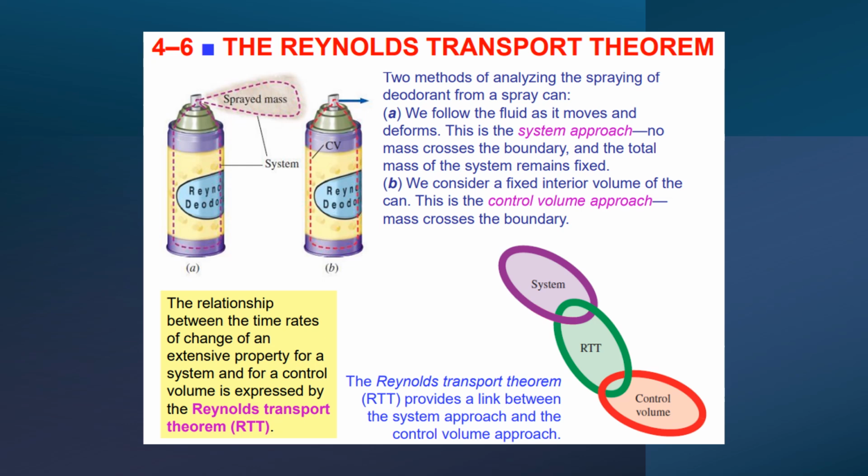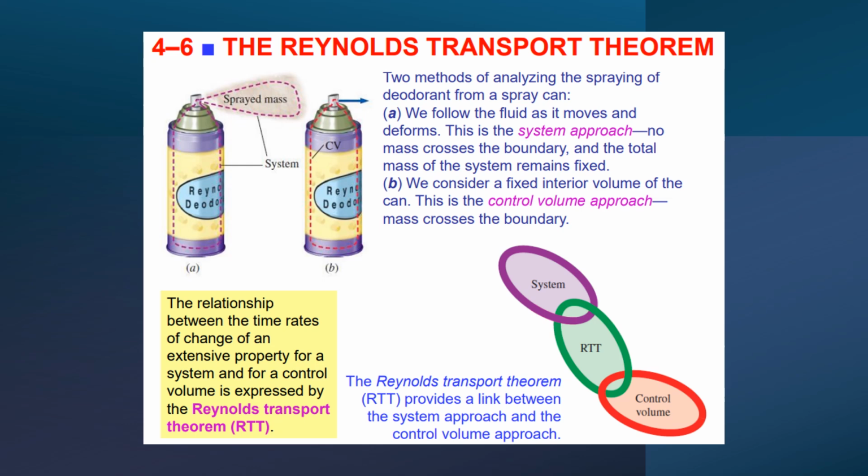As you can see here, there are diagram A and diagram B. Two methods of analyzing the spraying of deodorant from a spray can. From diagram A, we follow the fluid as it moves and deforms. This is the system approach, in which no mass crosses the boundary and the total mass of the system remains fixed. For diagram B, we consider a fixed interior volume of the can. This is the control volume approach, in which mass crosses the boundary.